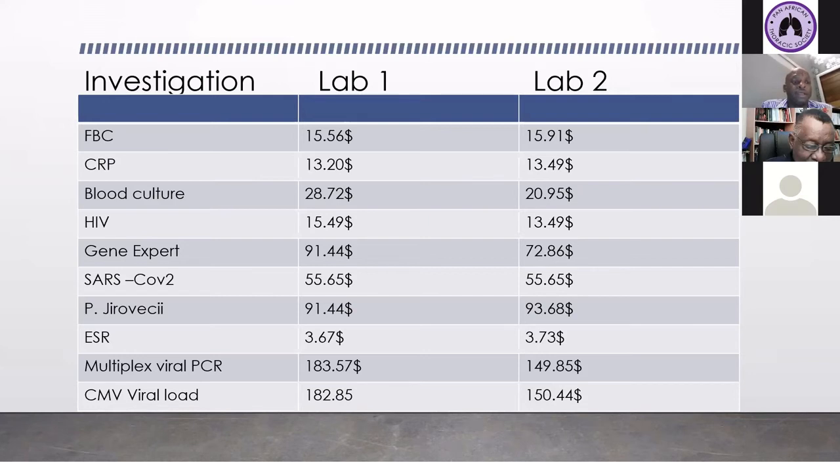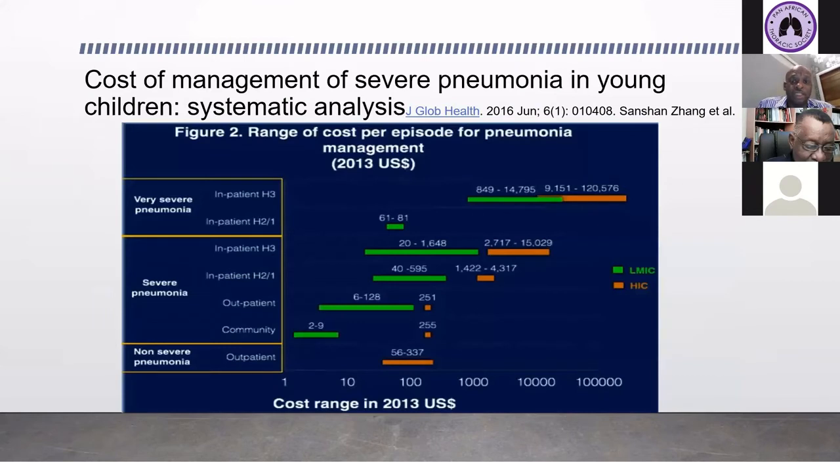So this is actually a very important lesson, I think, to all of us to think about costs when we're seeing patients. The studies have been done on costs, and it's clear, based on the old criteria of classification of pneumonia, that in high-income countries, cost tends to be a little bit higher than in middle-income countries, and the more severe the patient is, the higher the cost.